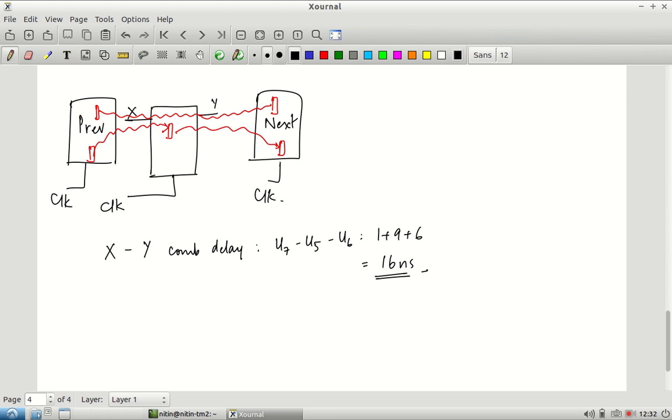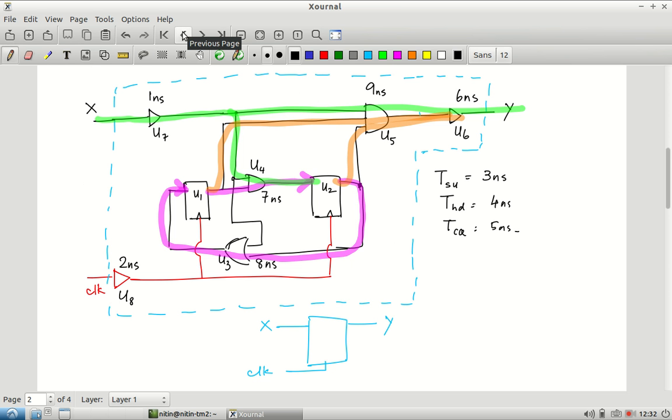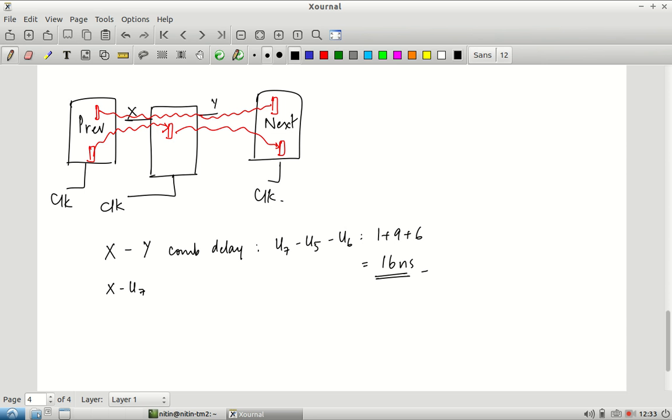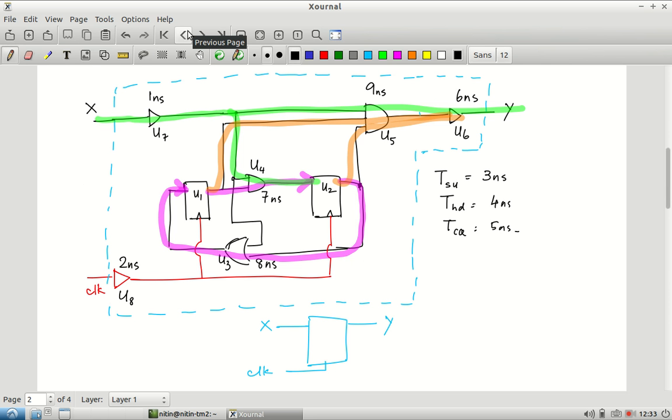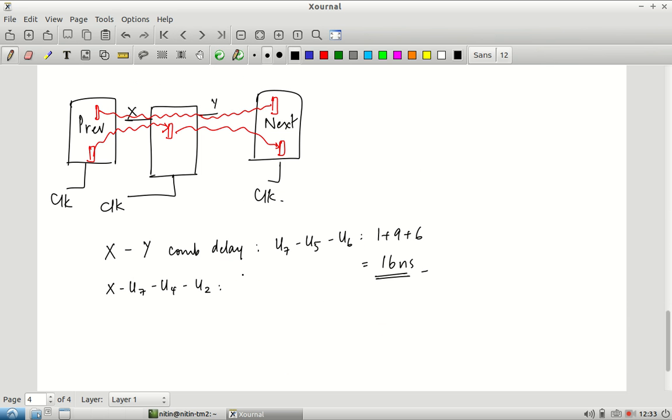So most likely, if I am trying to use the same clock for the entire system, 16 nanoseconds is not good enough, right? My previous calculation said that 16 nanoseconds is good enough. It will satisfy all my constraints within my block. But the moment I try using this block in a larger circuit, it seems to indicate that 16 nanoseconds may not be good enough. Okay. What about the other delays? From X to U2, there is a path, right? So U7, U4, U2. This essentially has a delay of 1 through U7, 7 through U4 and the setup time of U2, which is 11 nanoseconds. At least this is not a problem.